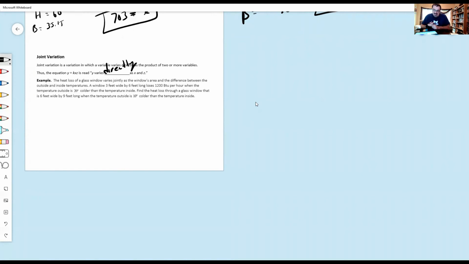So, the heat loss of a glass window varies jointly as the window's area and the difference between its inside temperature and the outside temperature. A window 3 feet wide by 6 feet long loses 1200 BTU per hour, and the temperature outside is 20 degrees colder than the temperature inside. Find the heat loss through a glass window that is 6 feet wide and 9 feet long, when the temperature outside is 10 degrees colder than the temperature inside.